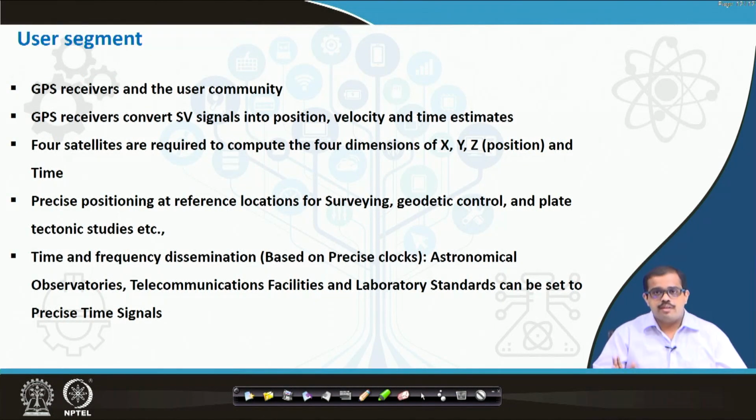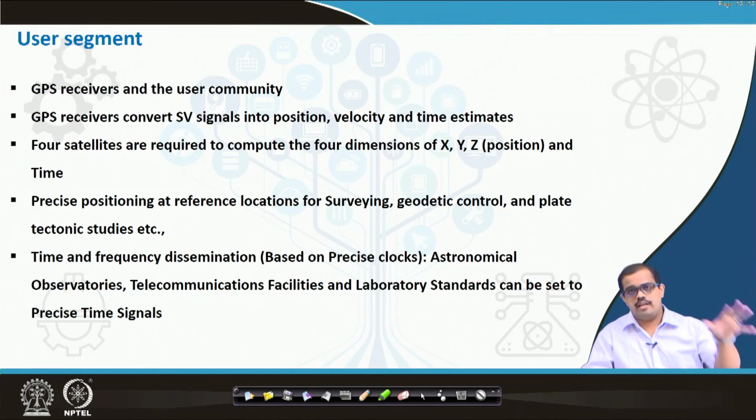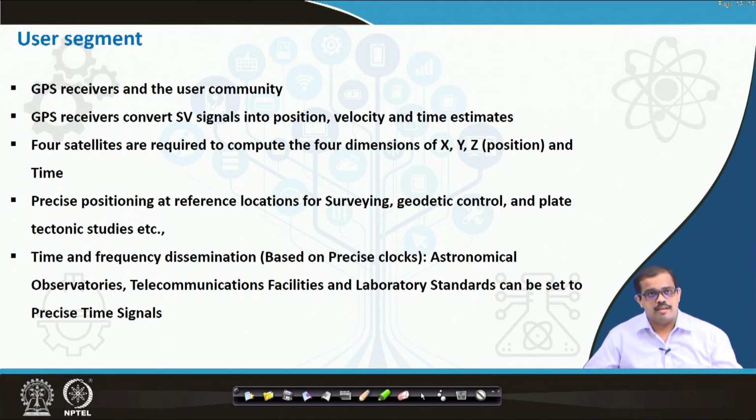Then the third segment that we will see. The space segment is first, the control segment is next. Now, you have sent the corrected signal back to the satellite again. The one that receives that corrected signal is the user segment. GPS receivers and the user community are part of this segment. GPS receivers convert the satellite vehicle signals into position, velocity and time estimates. 4 satellites are required to compute the 4 dimensions of x, y, z and time.